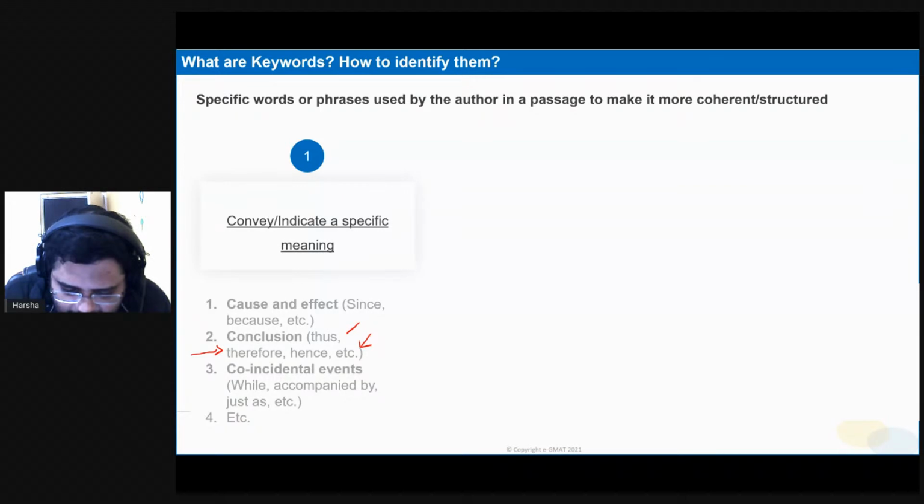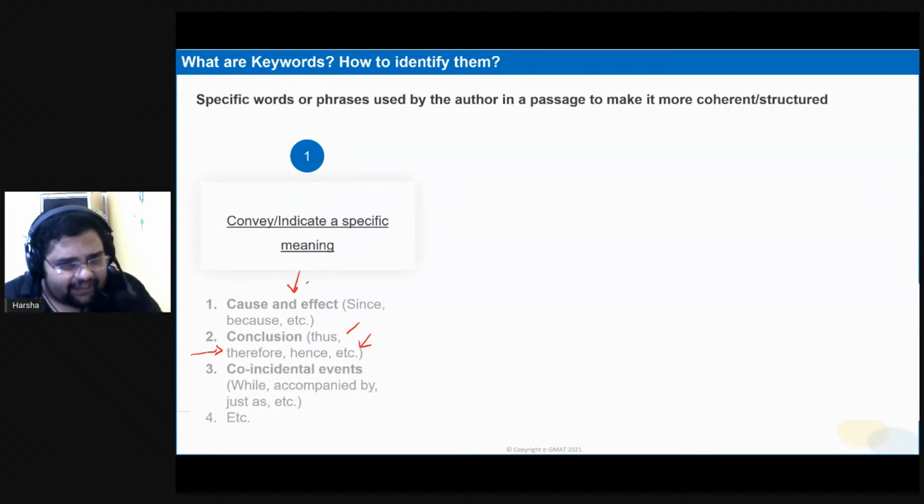Another example, cause and effect. The author wants to say that A leads to B. For example, work from home is a cause. Work from home leads to better productivity. So definitely there is a causality being implied there. That's a cause and effect word. Since, because are typical examples.